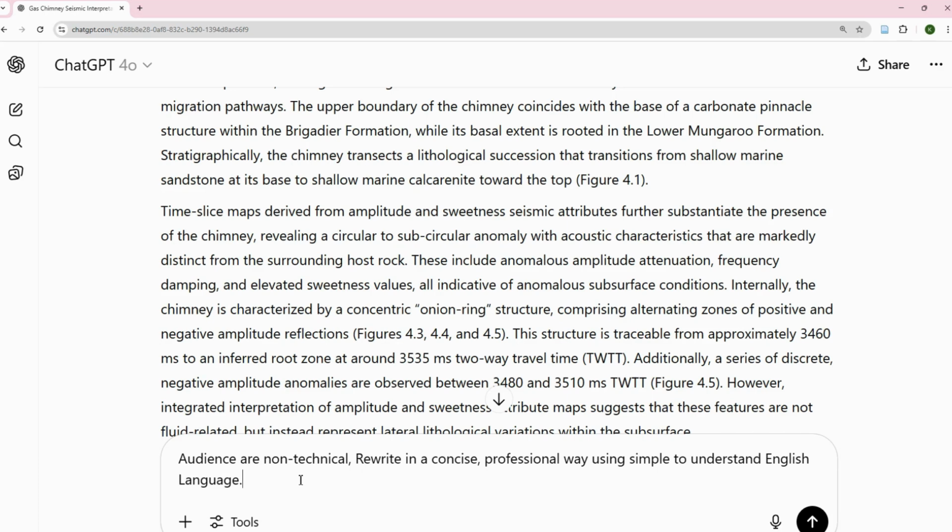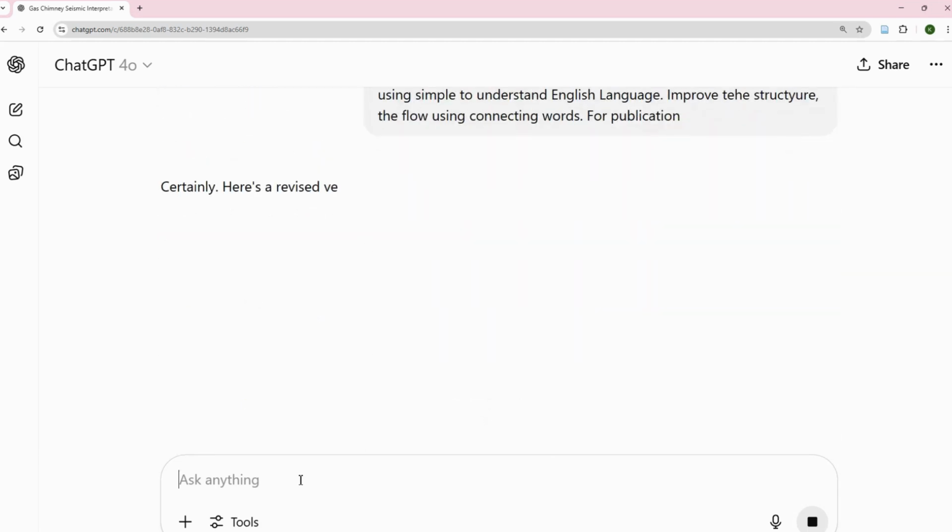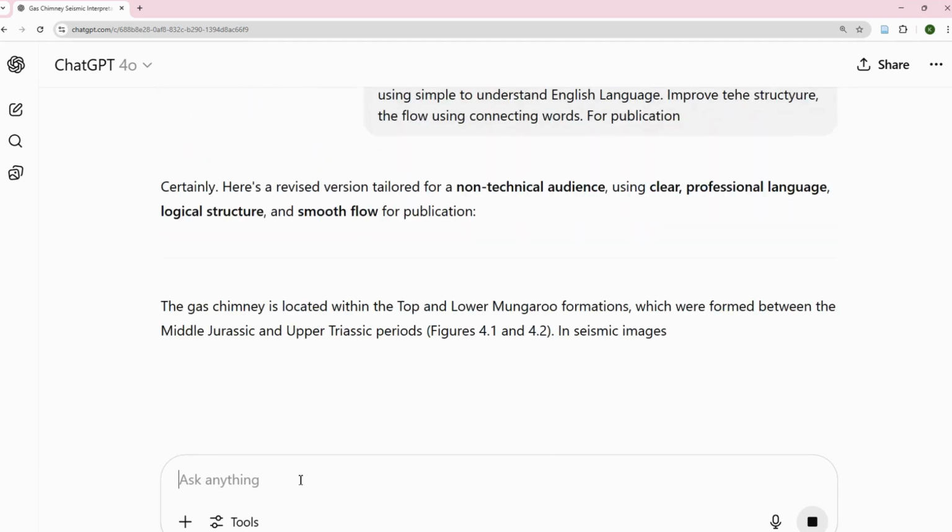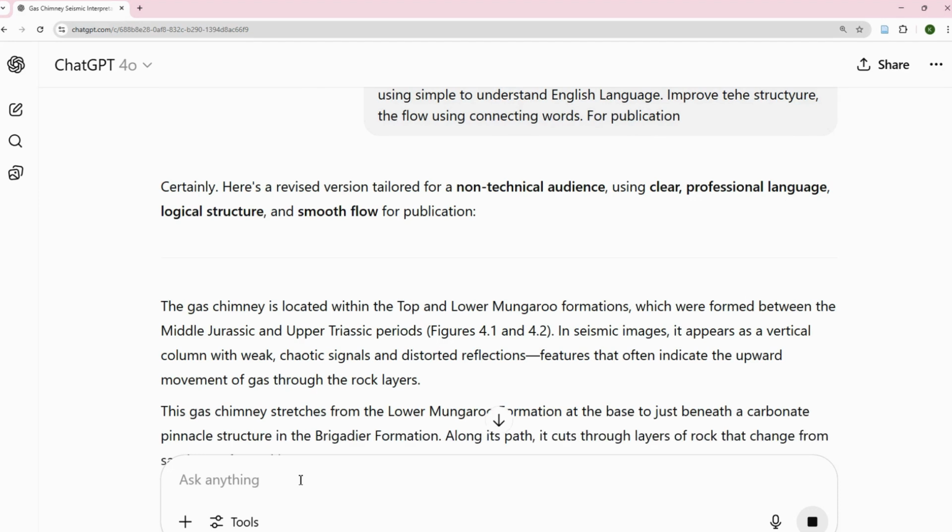And then we can improve the structure, the flow using connecting words, and then for publication also, because we want to publish in maybe a magazine, not really an academic journal now.